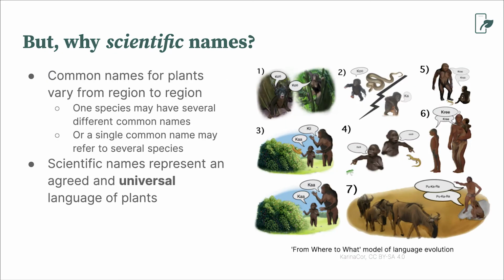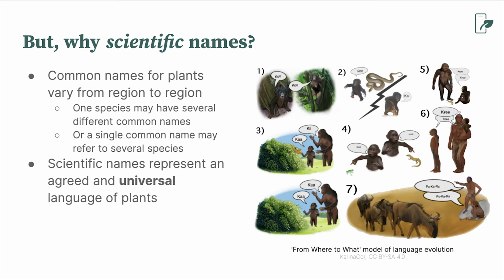But you might be wondering, why scientific names? Well, a lot of you probably know plants have common names, and there are advantages to having common names, but there are also many disadvantages. A few of the disadvantages are that they vary from one region to another, and also that one particular species might have several common names, or alternatively, one common name might refer to many species.